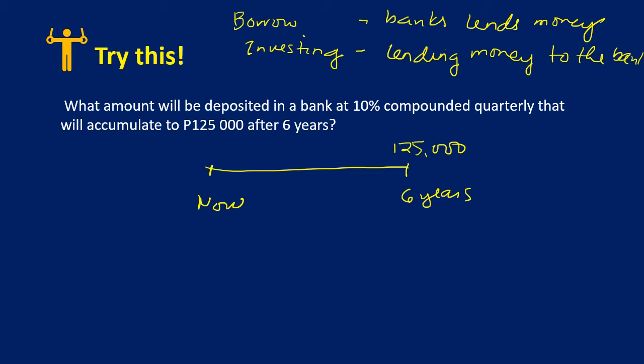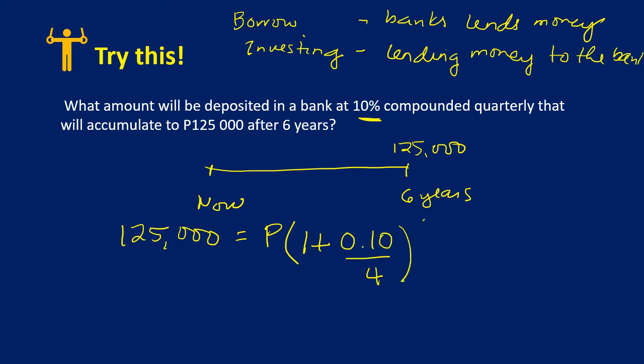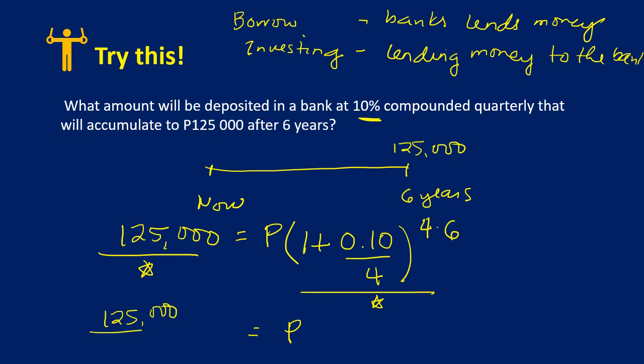So that's why it's just the same. All right? So again, what is this? The future value is equal to the present value, which we do not know, times 1 plus r over m, 10% compounded quarterly, so over 4, raised to 4 times 6. Actually, what you can do, you can just divide by this whole thing. Okay, so that when you use your scientific calculator.